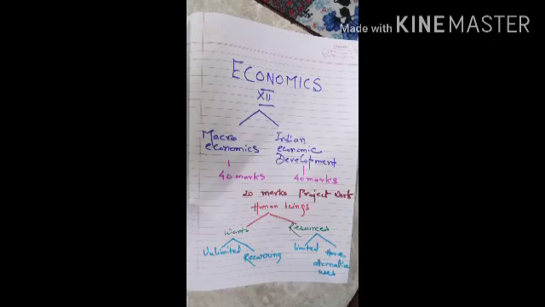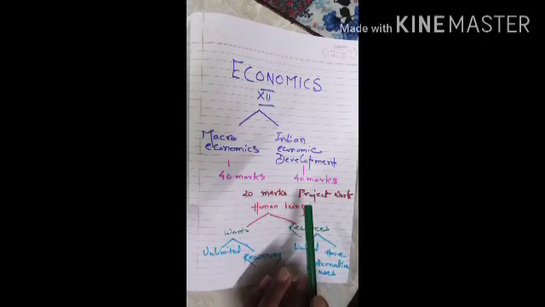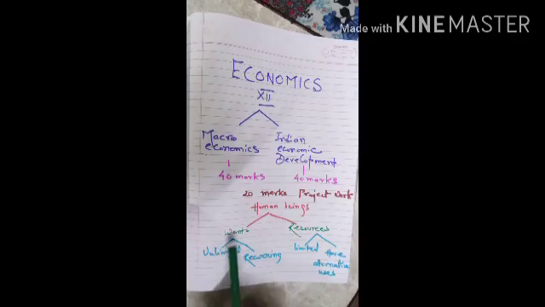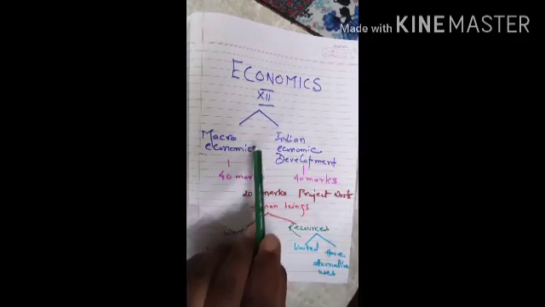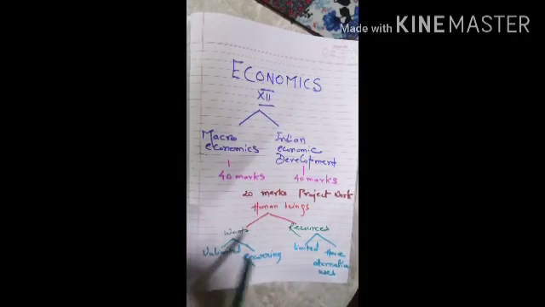Macroeconomics and Indian Economic Development. You all know the two segments of Economics for class 12th. Both will carry 40 marks each: Macroeconomics for 40 marks, Indian Economic Development for 40 marks, and the remaining 20 marks are for project work. So first we will begin with macroeconomics, and before we begin, let's go the way we started in 11th standard.